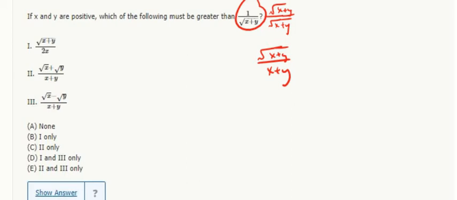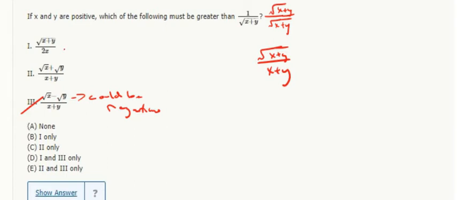What if y is bigger than x, and they're like big integers? Then root y would be bigger than root x, and this would end up being negative. So number 3 could be negative, so 3's out. It could be greater than that, but it's not the case that it must be greater than 1 over root x plus root y, or root x plus y, because 1 over root x plus y again has to be positive. So 3 could be negative, so that's out.